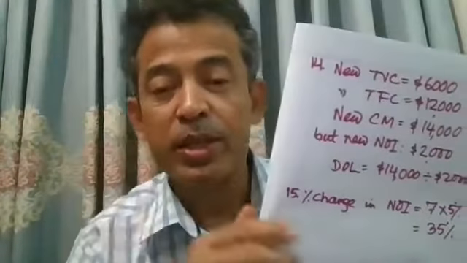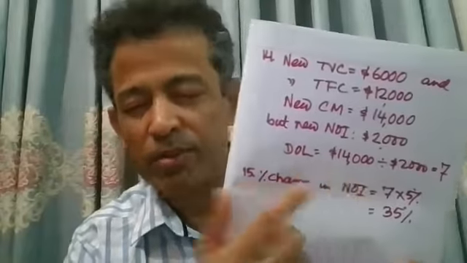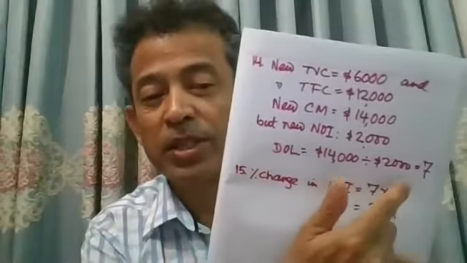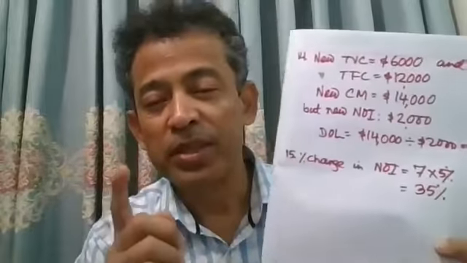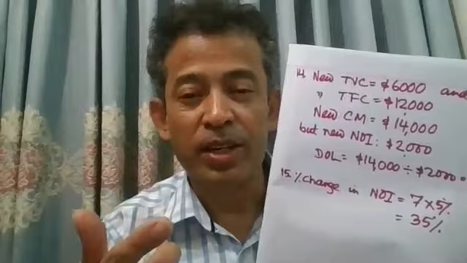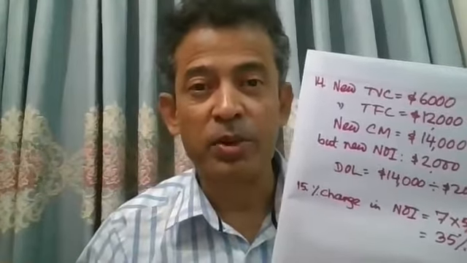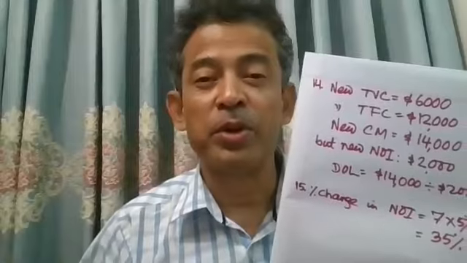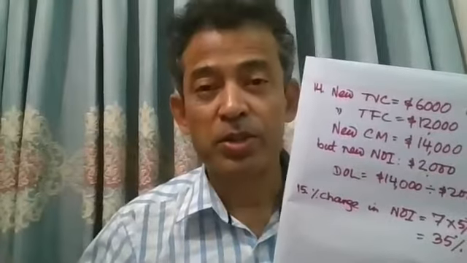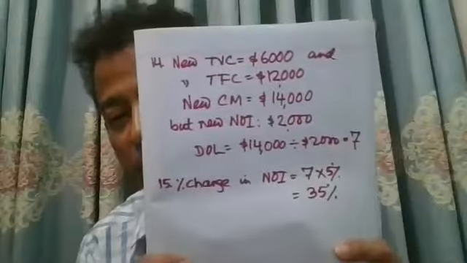Our new DOL is actually 7, because our contribution margin 20 minus 6 was 14,000, and our operating income was 2. So 14,000 divided by 2 is 7. That means a 1% change in sales would lead to a 7% increase in operating profit. So if there is a 5% increase in sales, operating profit would go 7 times higher, 7 times 5, so 35% higher. So that's the answer.